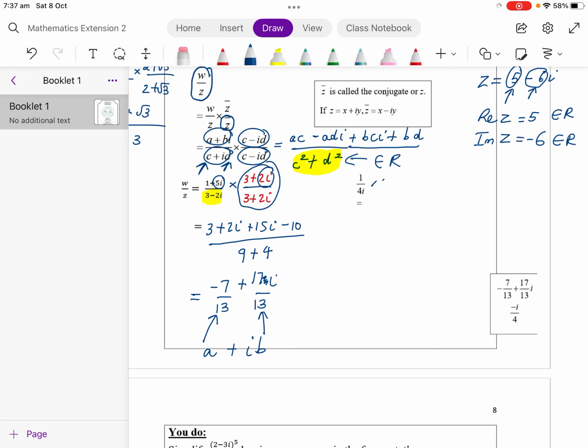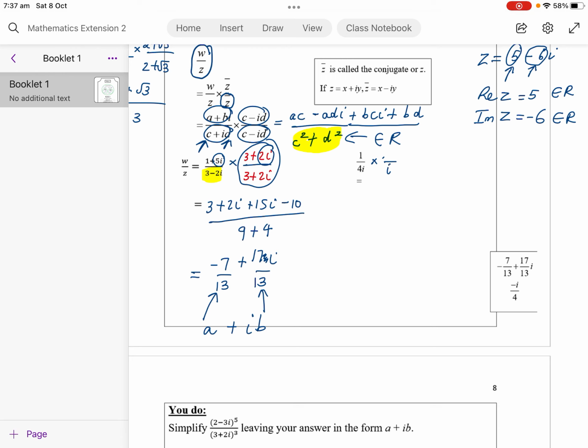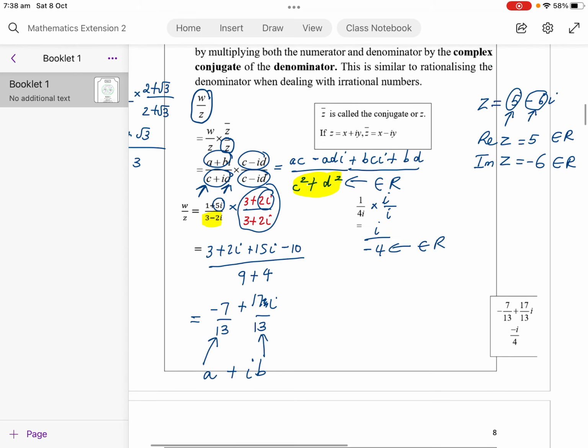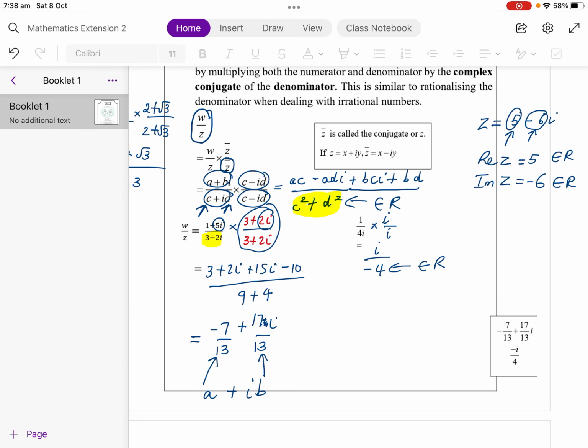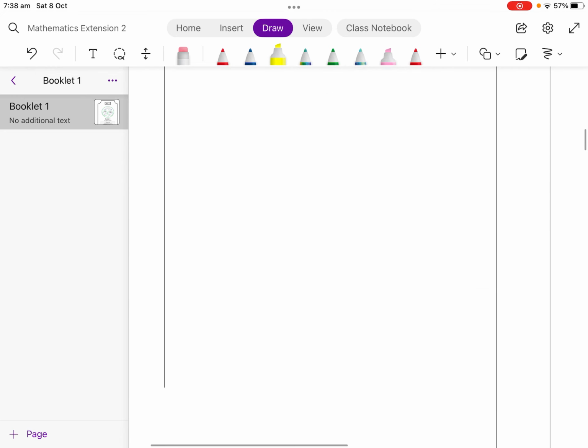And then over here we can realize, well, this is pretty easy. I hope you can see that to make the denominator real, I would just times by i. And if I times by i on the bottom, I times by i on the top. So that gives me i, and then i squared on the bottom gives me a minus 4, and that is real. So remember, the goal is to get a real denominator. So if I look over here, I've done that there, and my denominator here is real as well. So I have realized the denominator.